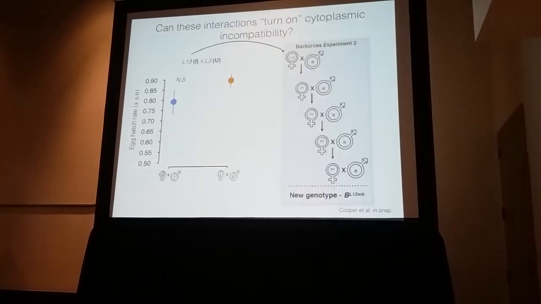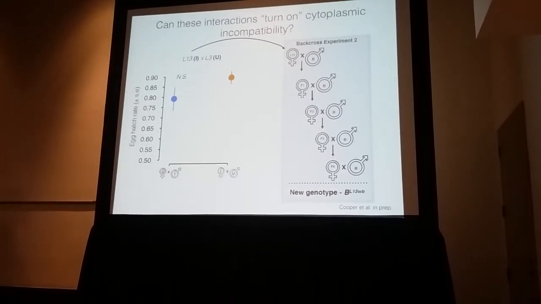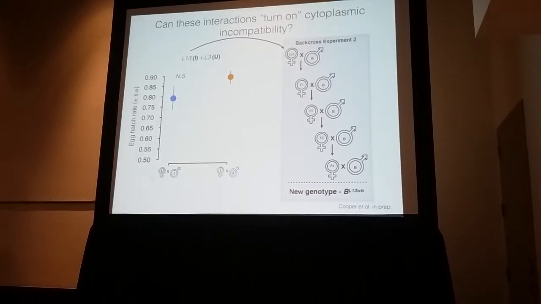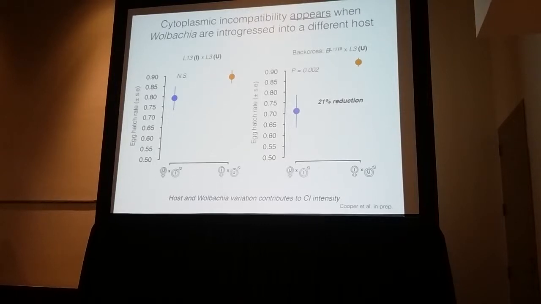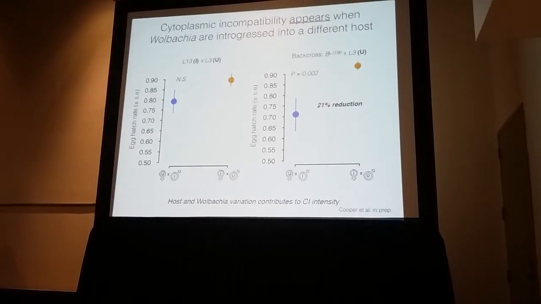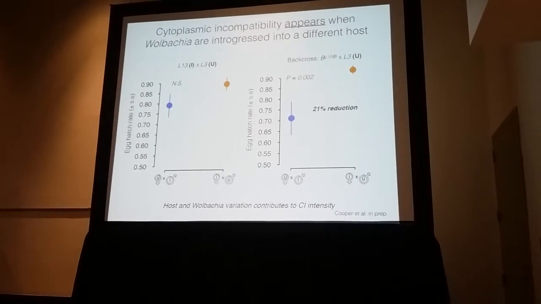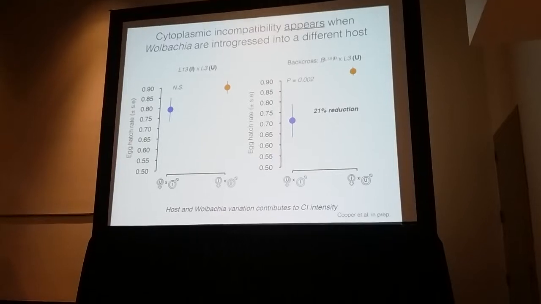We can take one that doesn't cause statistically significant CI, and we can put it in another background and ask the question, can we turn this into a Wolbachia that manipulates host reproduction? And in fact, we do. When we put this in another background, this Wolbachia starts to look like the ones that we see that cause, in their natural background, a 20 to 30% reduction in egg to adult viability. And this is a cat trait in this case.